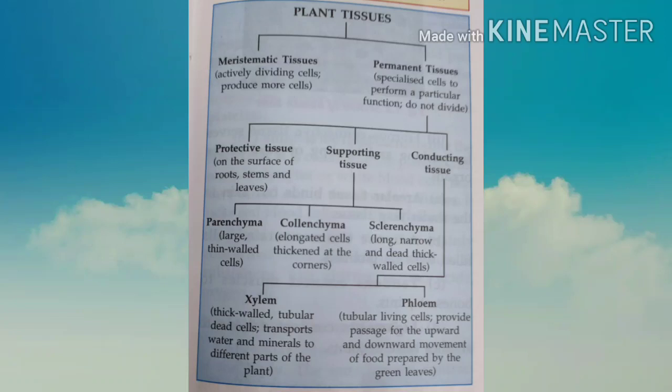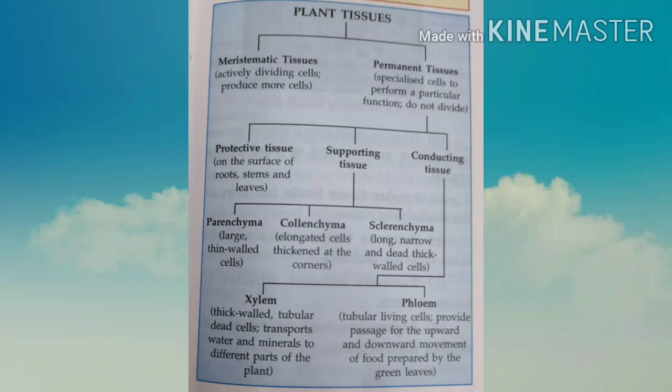Protective tissue consists of cells with thick walls. These are found on the surface of roots, stems, and leaves. Example of protective tissue: epidermis of leaves, which secretes a waxy, waterproof substance. You might have observed that water drops falling on a leaf do not stick on it. This happens because of the presence of waxes present on the upper surface of the leaves.